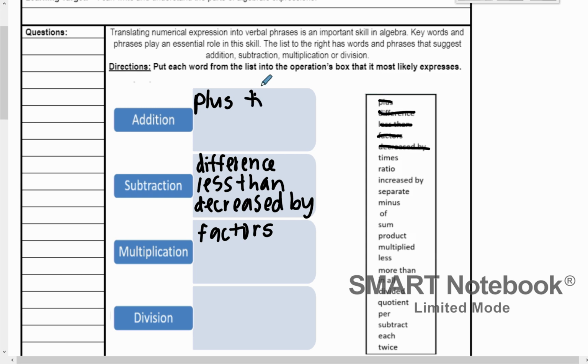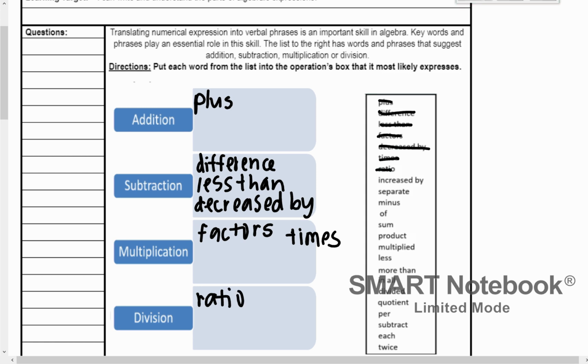Times. Oops, is not addition. What am I doing? It's multiplication. Ratio. Now this one's tricky. So a ratio can be written as a fraction. So if we think about a fraction bar is division. So a ratio is also division.